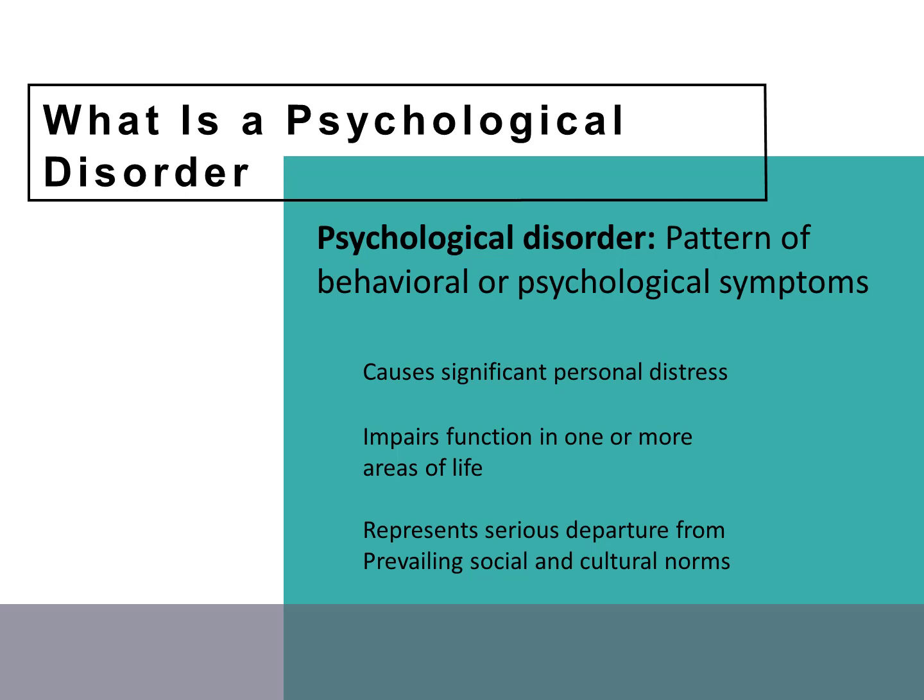So psychologists took it a step further, and they said if these behaviors or these symptoms impair the function in one or more areas of life. So if one or more important areas of function, which might be like work, school, family, relationships, if this kind of behavior impairs that function of that individual, then okay, we're probably dealing with a psychological disorder.